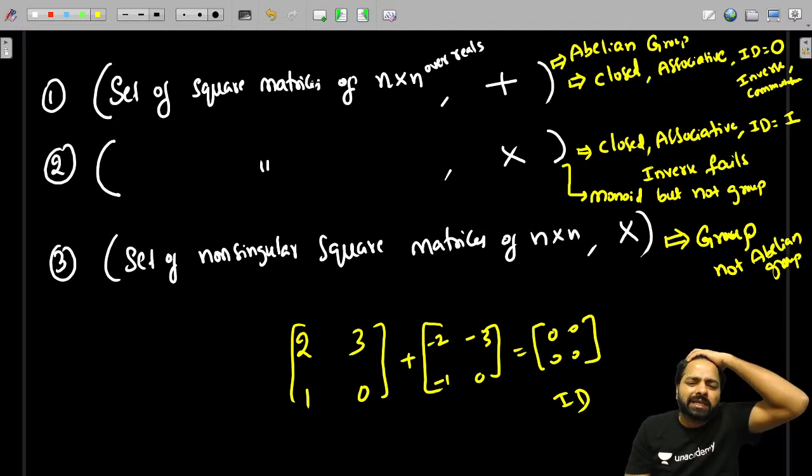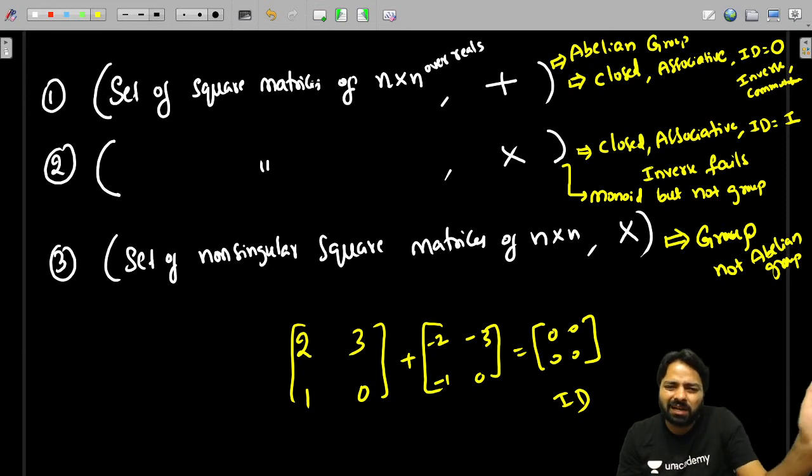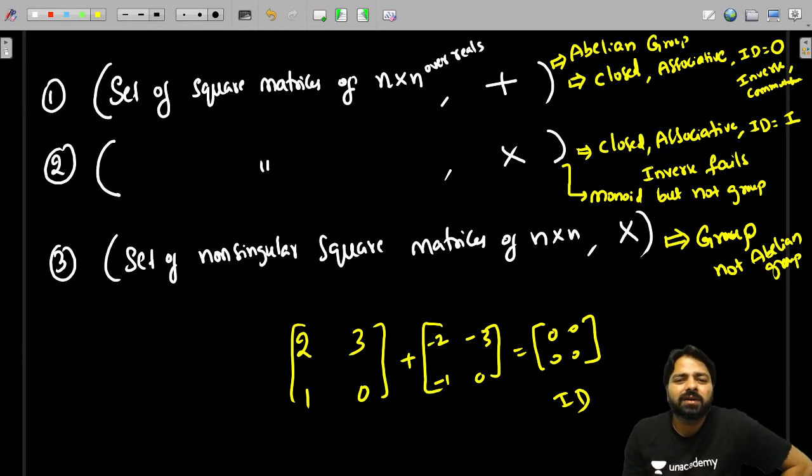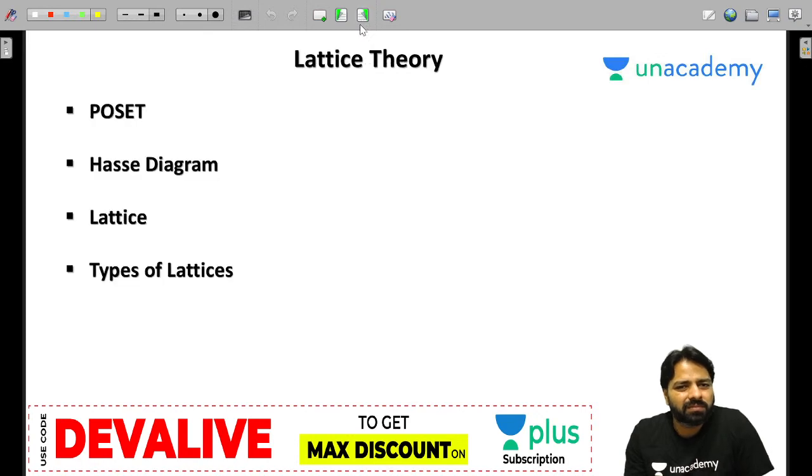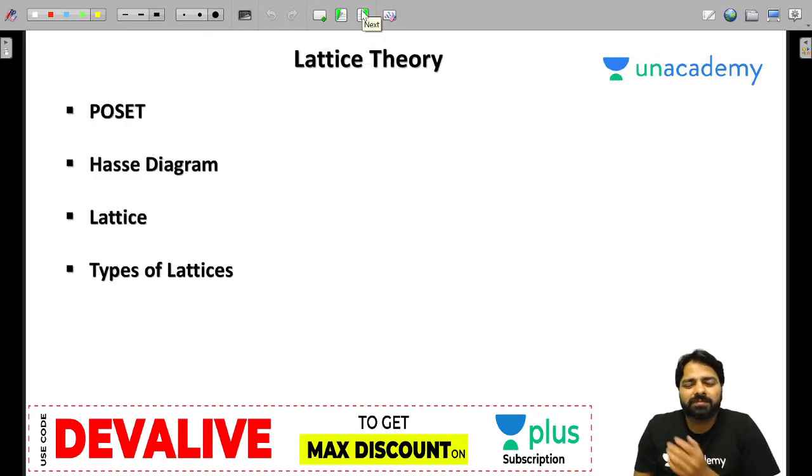I hope you can practice these algebraic structures now, which is going to be easy if you apply carefully. Okay, let's move to subgroup, you study based on existing lectures. Now let's move to lattice theory.